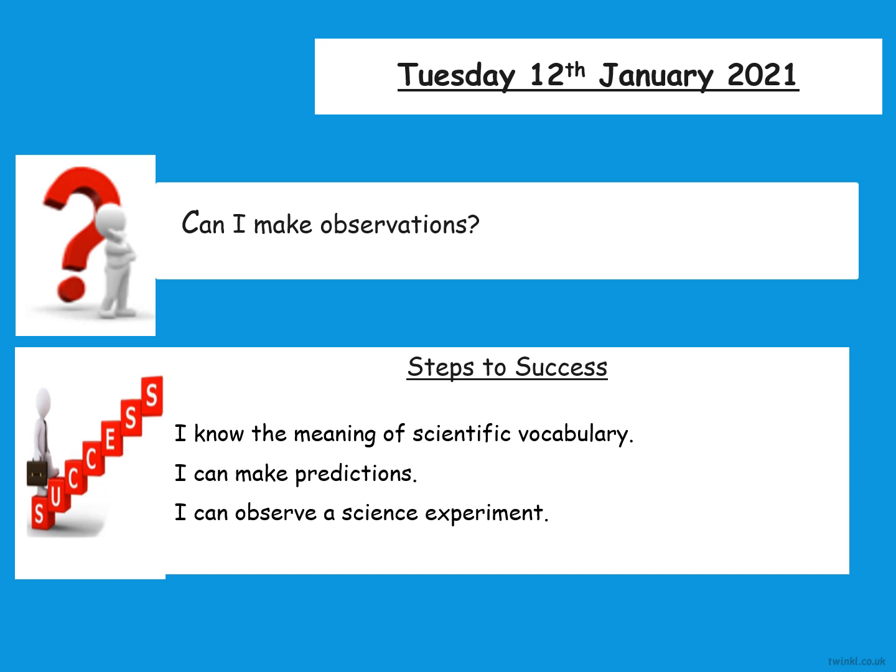So I am going to be going through your science lesson today. In your science lesson, you are going to be making observations. In order to make observations, you are going to know the meaning of different scientific vocabulary. You are going to be able to make predictions about what you think is going to happen. And then finally, we are going to observe a science experiment.